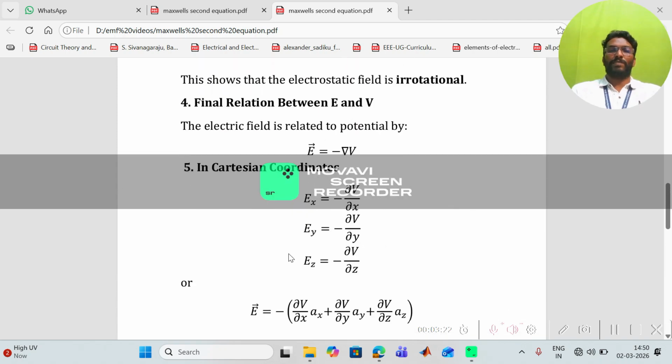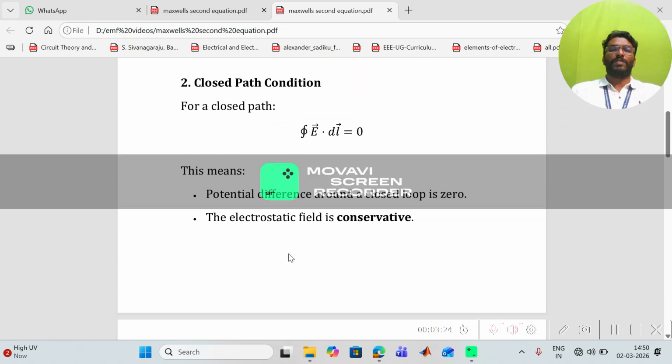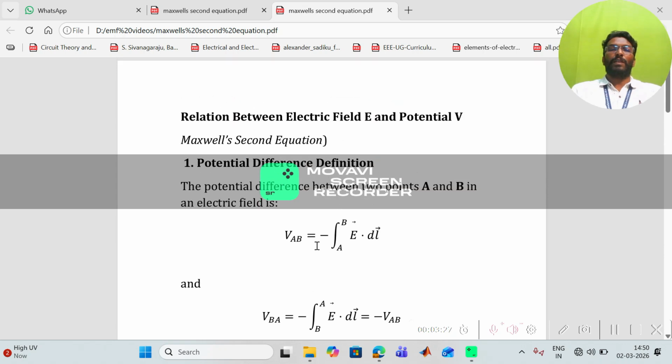That's all about Maxwell's second equation, or simply the relation between E bar and V.